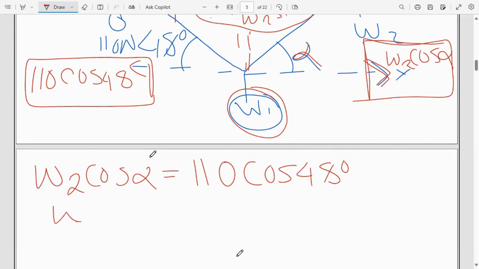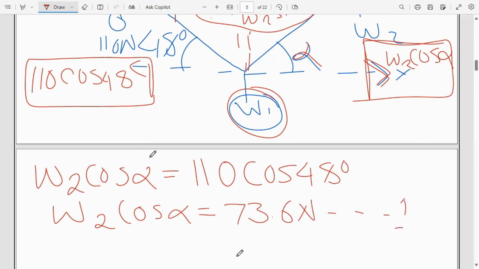So we're going to say W2 cos alpha will be equal to the value of 110 cos 48, which is 73.6 newtons, like that. So that is an equation that we are going to have as our equation 1 in the x, because we can't go any further with this equation. We don't know W2 and we don't know the value of our alpha. Those are the things that we are trying to figure out in this question.